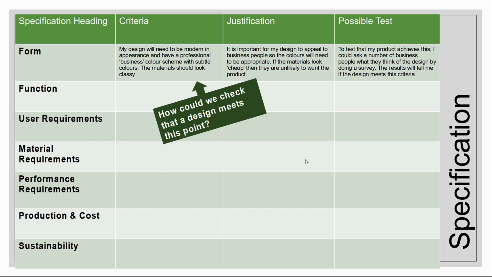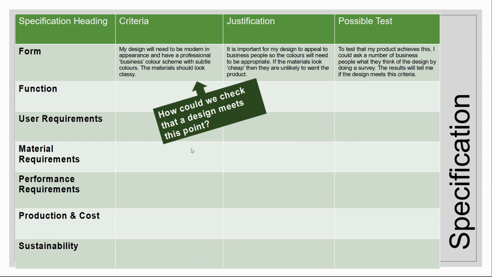How am I going to be able to check that my materials are, let's say, durable? How am I going to be able to check, for example, that the battery life is a certain length? How am I going to be able to check whether my design is suitable for a certain process? And how am I going to be able to check that my design is sustainable?